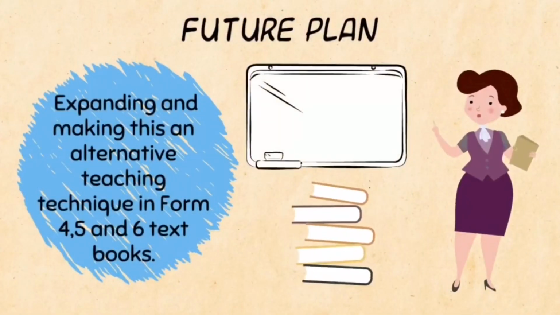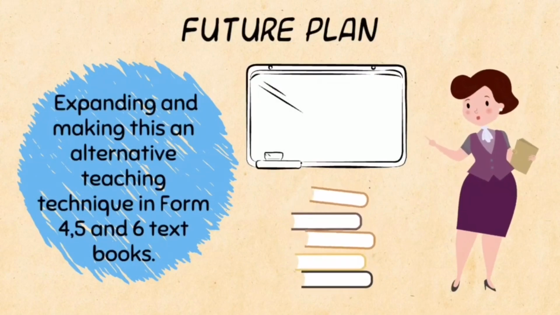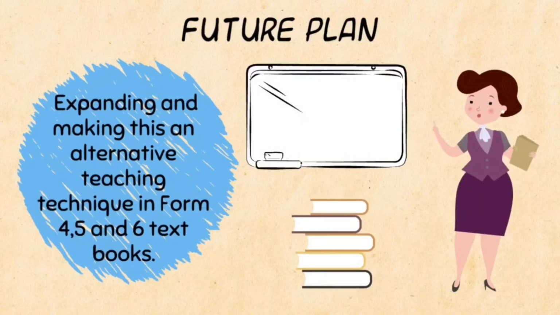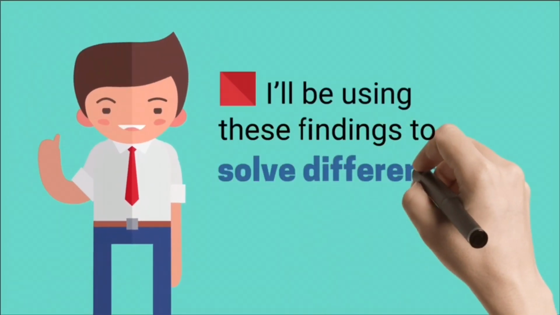We hope that we can introduce this technique and this teaching method at a very young level to the students, which is actually in the Form 4, Form 5 or Form 6 textbooks level. With this, we hope that everyone can be using big picture, small picture to solve differentiation.